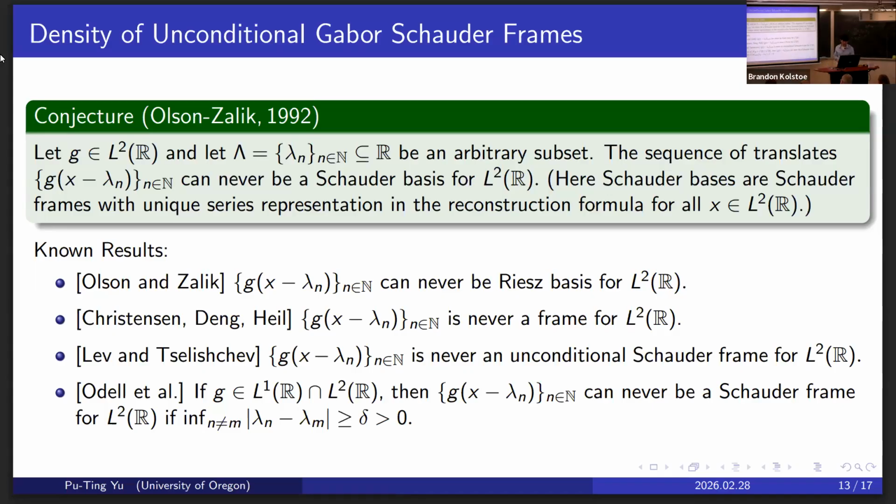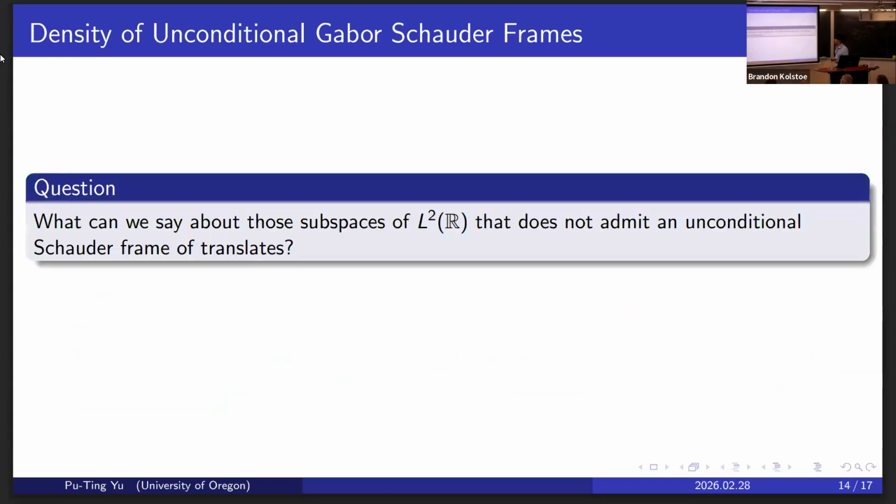Okay, so now we have seen a bunch of remarkable results about the Olsen-Zvavitch conjecture. But the funny thing is, none of them really say anything about what kind of closed subspaces of L2(R) don't admit any frame of translates, or even unconditional frame of translates, right? So the question is, what can we say about those subspaces of L2(R) that do not admit an unconditional Schauder frame of translates, or even frames of translates, right? So this is the question I'd like to answer.